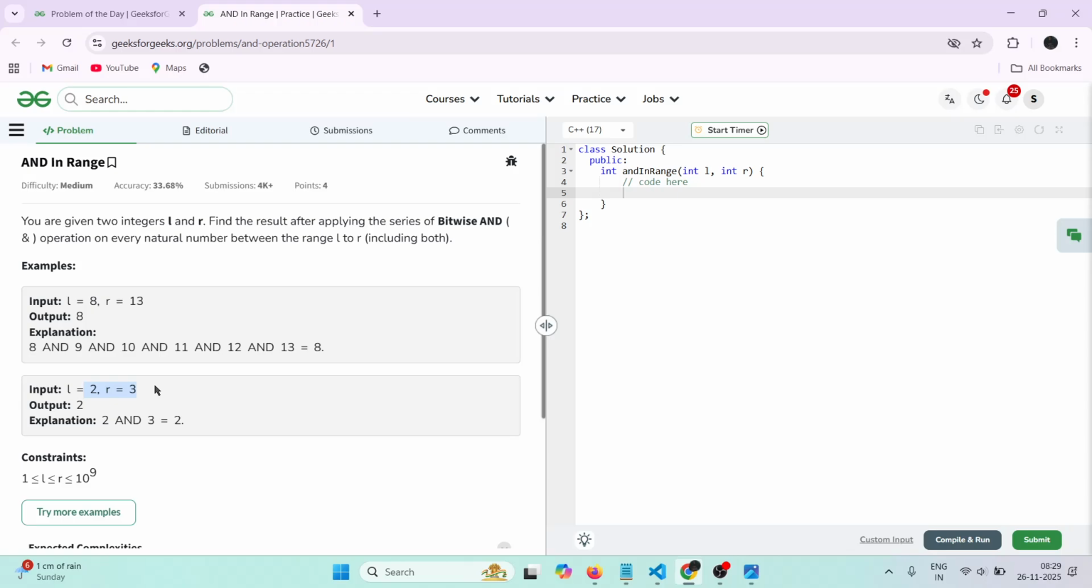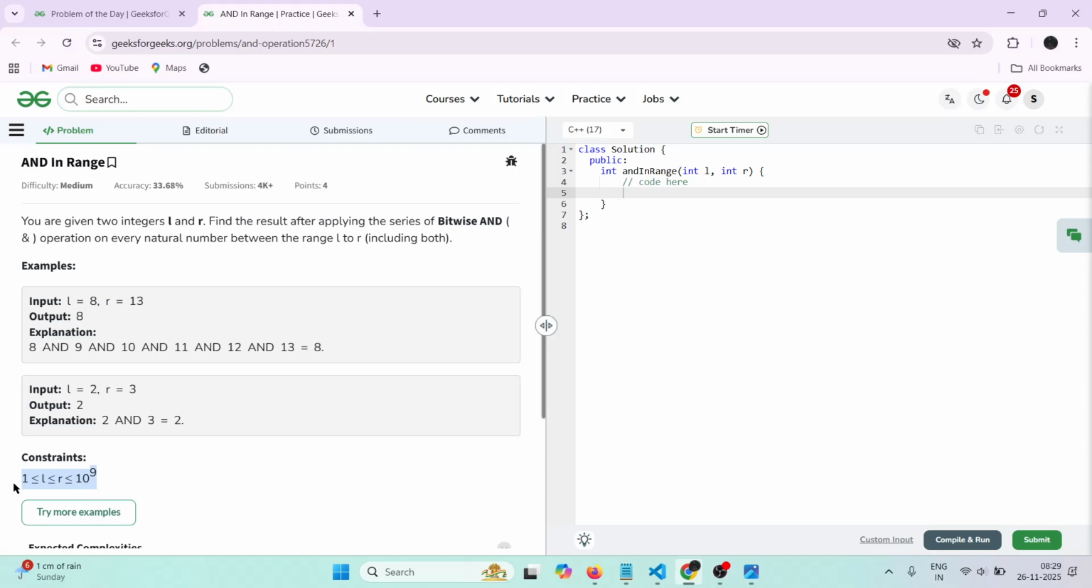One way is to directly take a loop, and from 8 to 13 we find the AND. This will work, but the constraint is high. So now how can we do better?